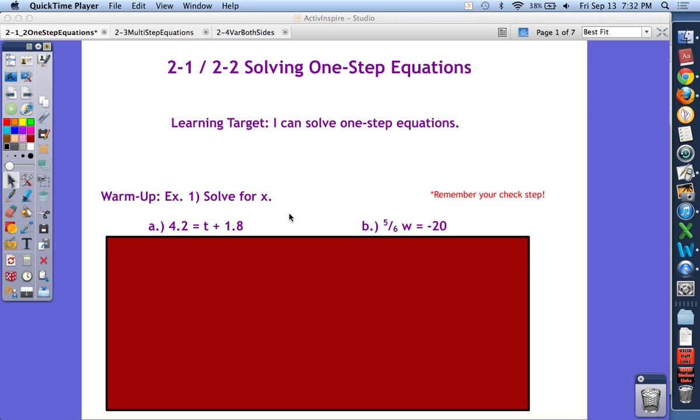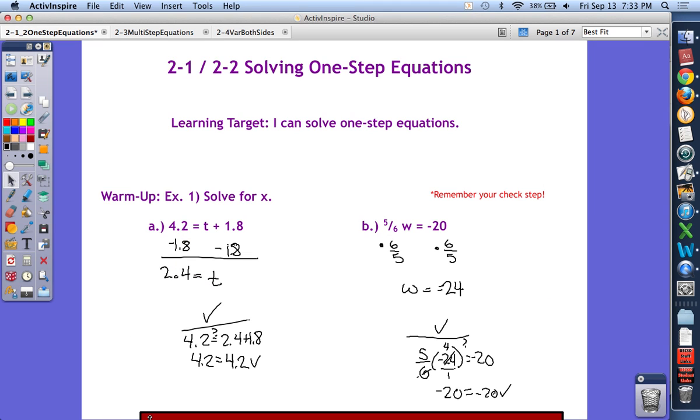Okay, now that you've completed the warm-up and you have your target written, let's check what you did for your warm-up. Your work should look something like this. Make sure you're showing all of your work. We want to undo adding 1.8, so you subtract it from both sides, and then you're left with t equals 2.4.